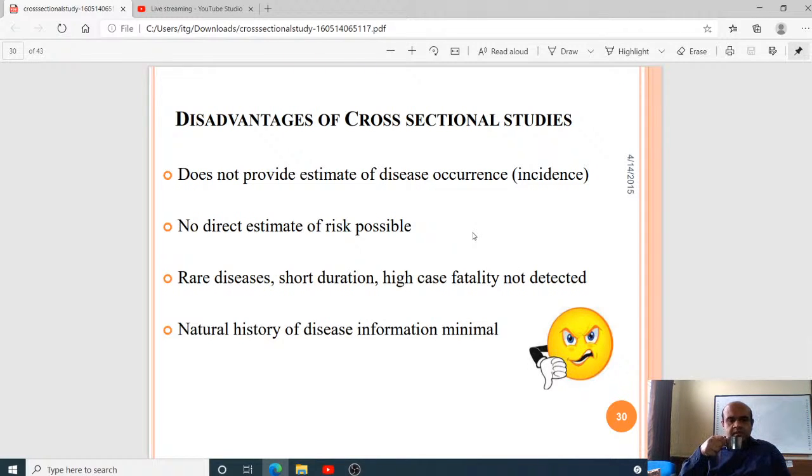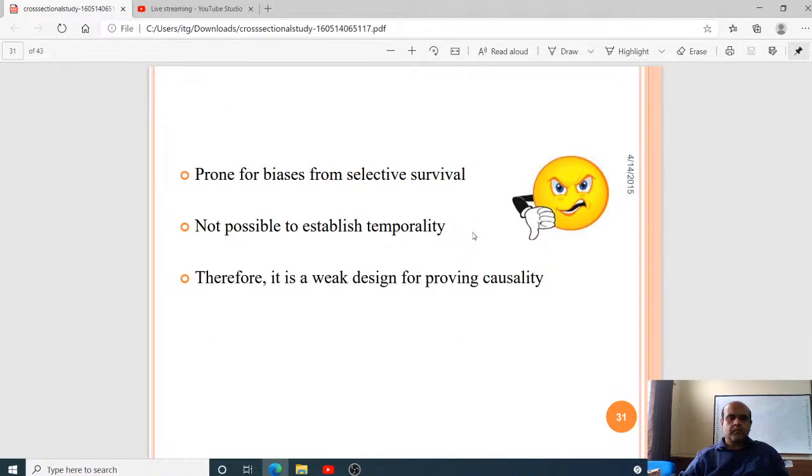In terms of studying the natural history of the disease, the information is very minimal. It is prone to various biases, from selective survival, and it is not possible to estimate temporality. Therefore, it is a weak design for providing causality.